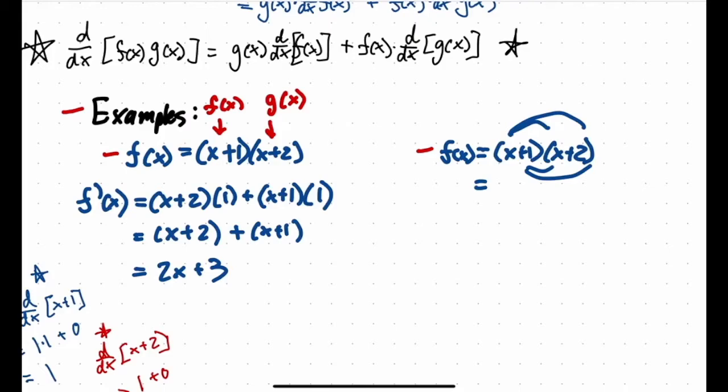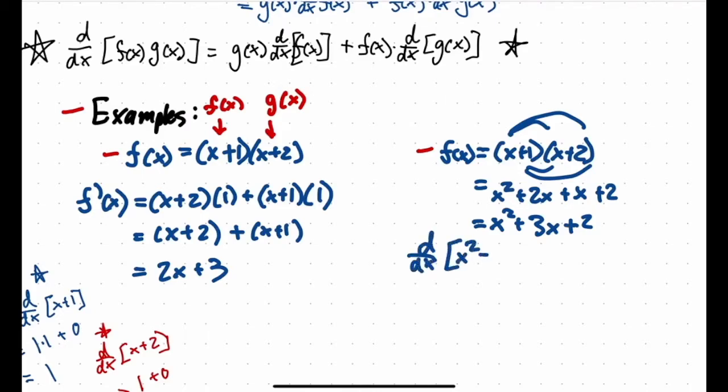So with that in mind, it's x times x is x squared. Outside is x times 2, which is 2x. Inside is 1 times x, or x. And last is 1 times 2, or 2. So then this is x squared plus, 2x plus x is 3x, plus 2. And then the derivative of x squared plus 3x plus 2, well, it's the addition of functions.